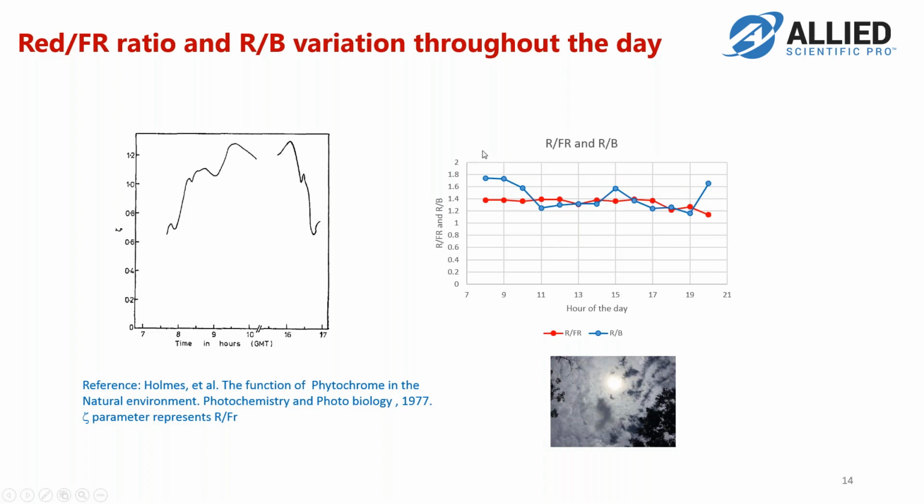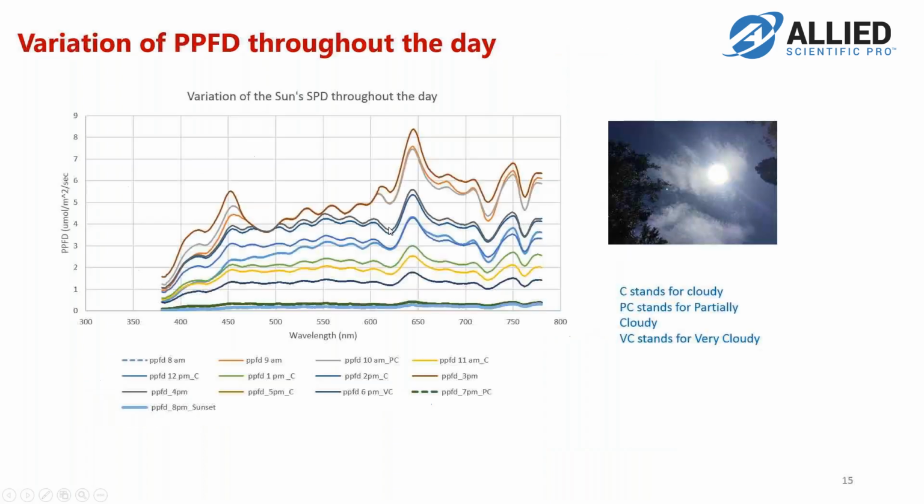It's high at the very beginning of the day because blue level is low, and then it becomes stable, except for this point, which is an exceptional point due to cloud scattering. And then at the end of the day, it comes up again. So this is consistent with what we saw.